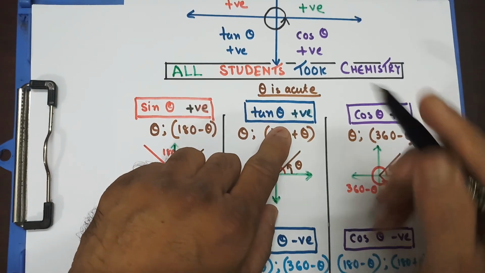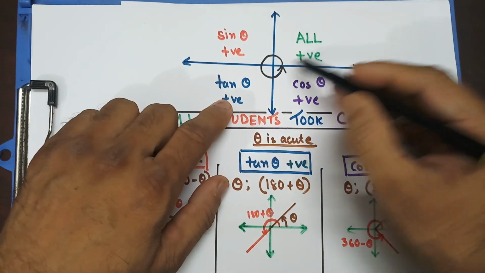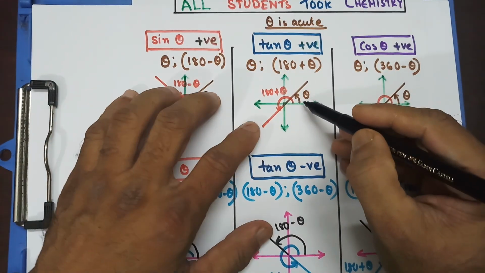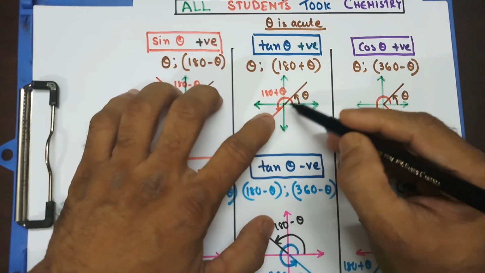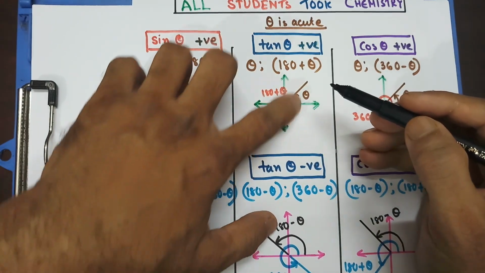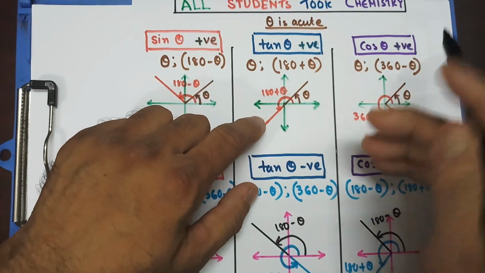For tan to be positive, we can see that tan is positive in the first quadrant, where all are positive, and in the third quadrant. In the first quadrant, this brown color is theta, and in the third quadrant it is 180 plus theta. This gives me an angle in the third quadrant. So in the first and third quadrants, tan is positive.